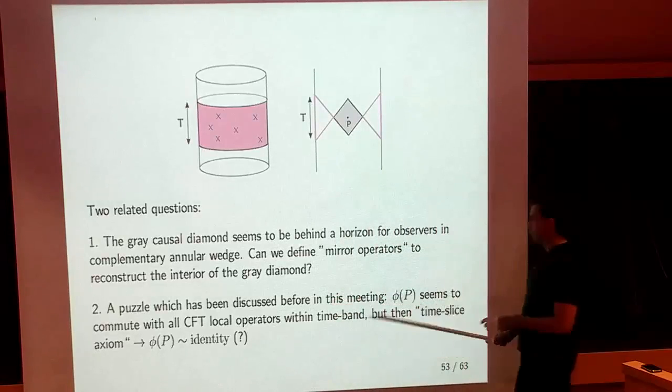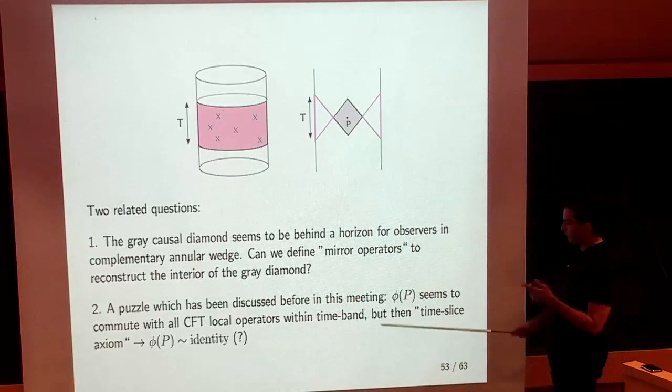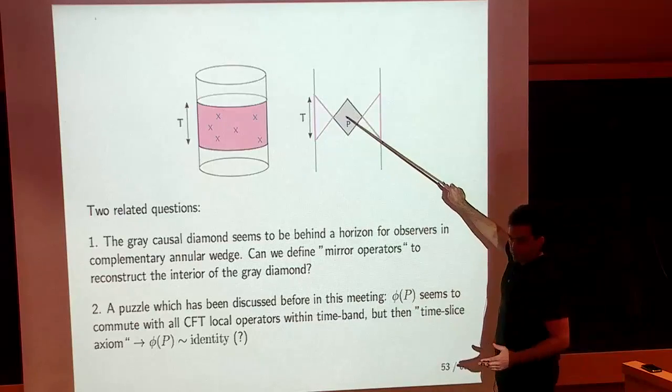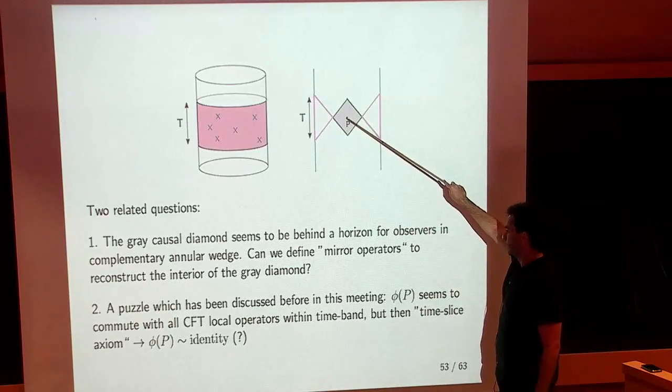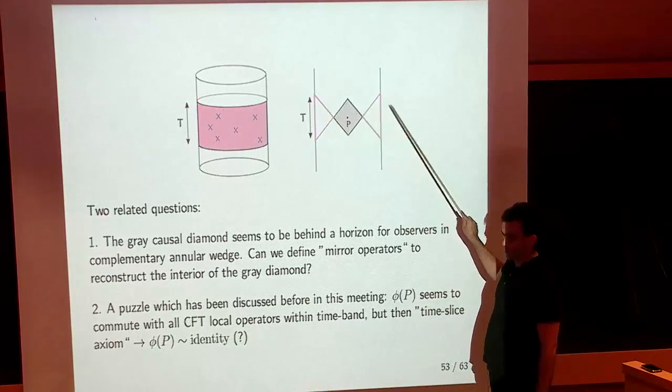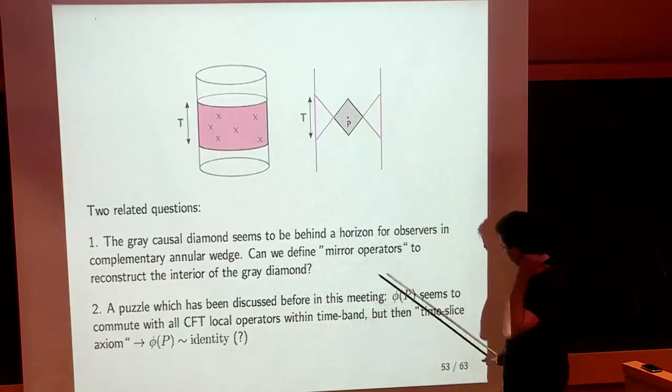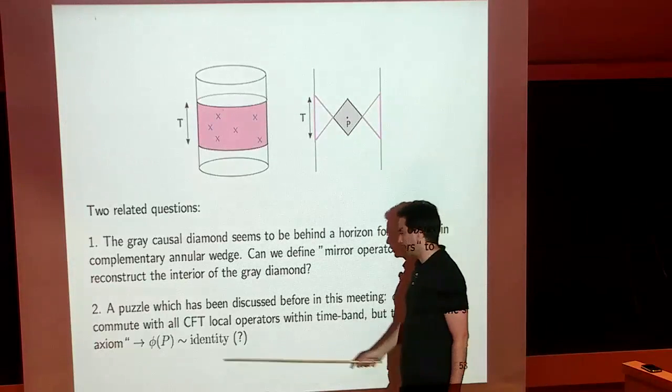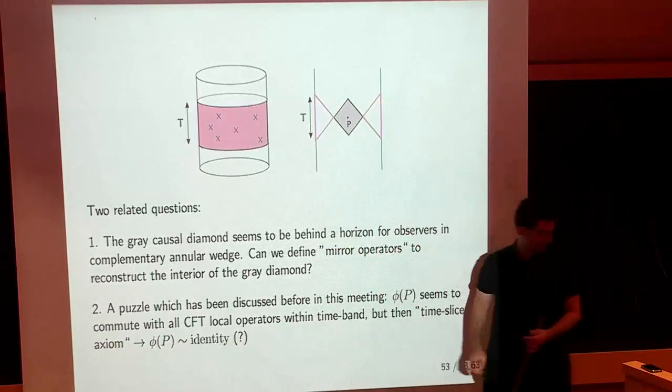A related question, which was discussed previously in the meeting, is the following puzzle. If you take an operator P in the center, naively it seems to commute with all local operators in the CFT from bulk causality, but then there are axioms in quantum field theory that say this operator should be proportional to the identity. How is it possible?